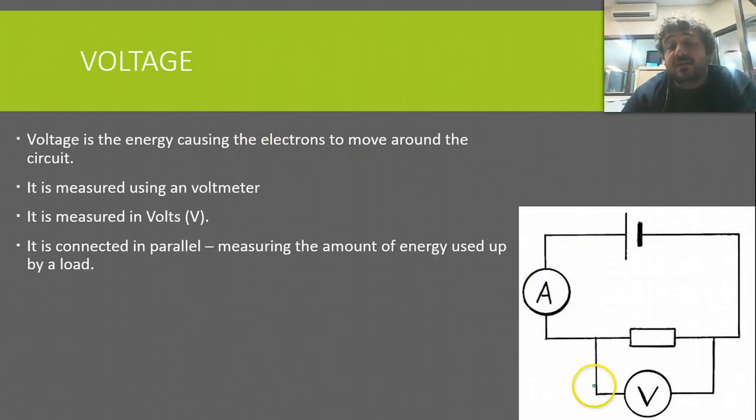Voltage, on the other hand, is measured in parallel. So what you're actually measuring is the amount of voltage used up by that piece of equipment there, that resistor. So voltage is the energy pushing the electrons on. It's the energy causing the electrons to move around the circuit. It's measured using a voltmeter, this piece of gear here, and it's connected in parallel. So it measures the energy used up by the load just here. Alright, so we'll play with those in class for the next few lessons, and that should be lots of fun.